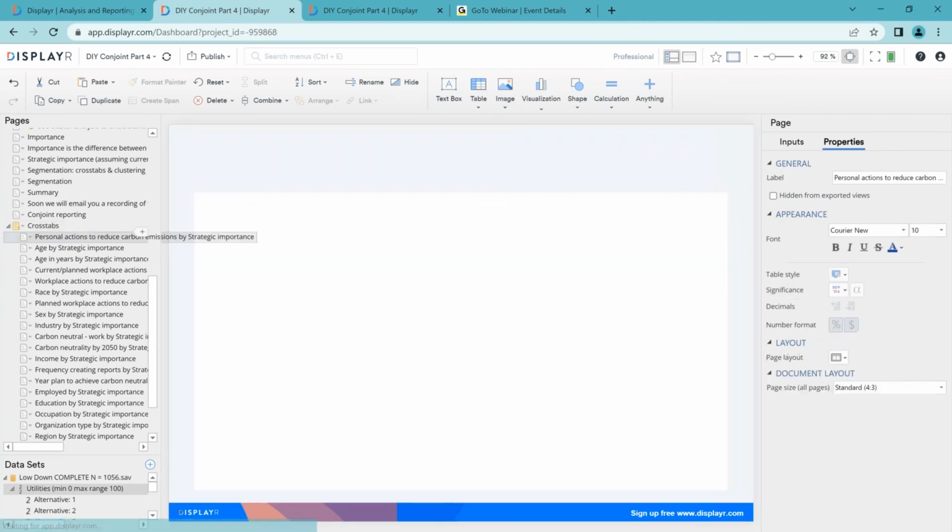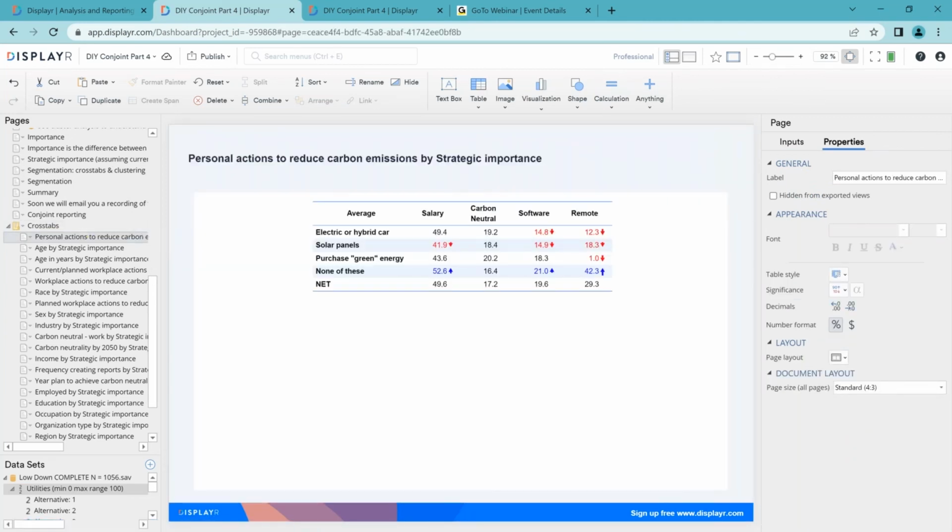All right, so the first and the strongest relationship we've got between our utilities, which is shown in the columns, and these are the importance of salary versus carbon neutral versus software versus being remote. In the rows, I'm showing the type of personal actions a person's currently taking to reduce carbon emissions. And what we see here is the people that are taking no personal actions have got high utilities for salary, software, or remote, or putting it another way, they've got lower utilities for being carbon neutral.